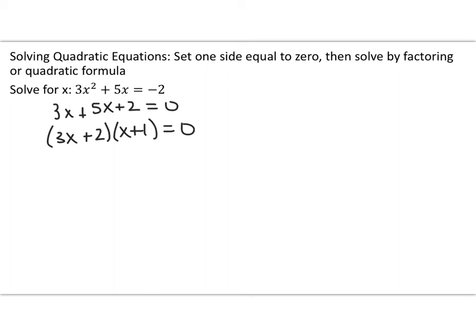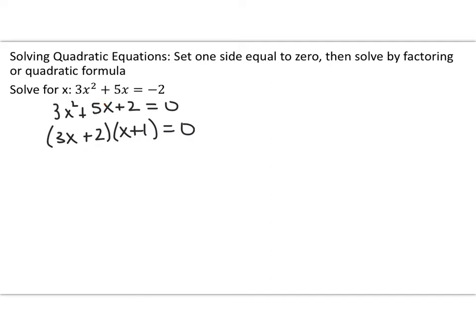So first I added 2 to both sides to make one side equal to 0, and then I factored this. 3x squared plus 5x plus 2 factors into 3x plus 2 times x plus 1. 3 can only be 3 times 1. 2 can be 2 times 1, and you want to figure out where to place it. We want this to be 3 plus 2 to equal 5, so this is how it's going to factor.